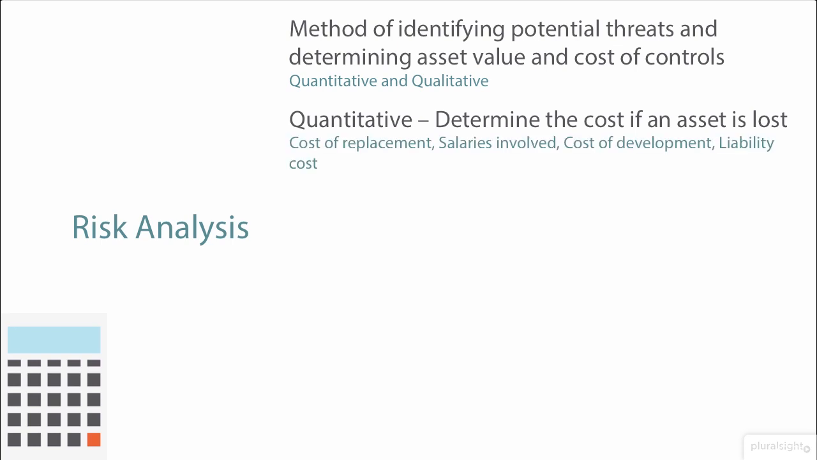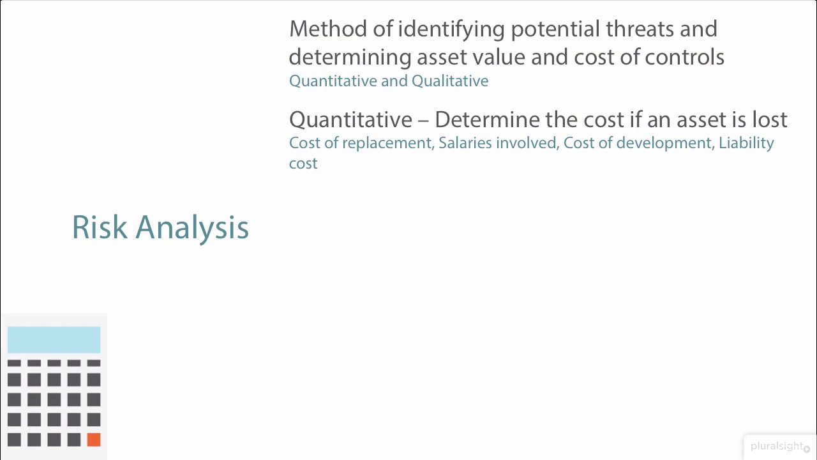So, cost of replacement, the actual asset itself. If it's a piece of hardware, that kind of makes sense. I bought a server, it cost me 10 grand. If that server has a meltdown, completely melts down, I'm going to have to spend another 10 grand. But also in that cost of replacement, we want to think about salaries that are involved. The people that are doing the replacement, well, they have time and cost associated with them as well.